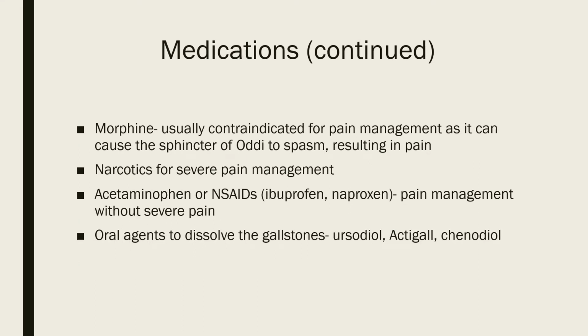So, ladies and gentlemen, medications. Morphine. Morphine is usually contraindicated for pain management as it can cause the sphincter of Oddi to spasm, and that is going to result in pain for your patient. So morphine is contraindicated for this population because it's that sphincter of Oddi that causes your patient pain. So we will use other narcotics for severe pain management.